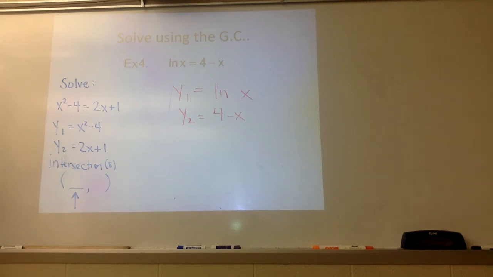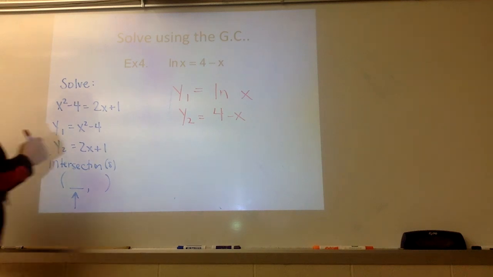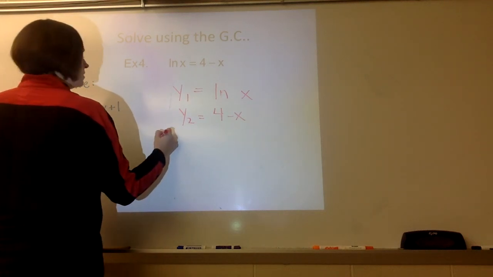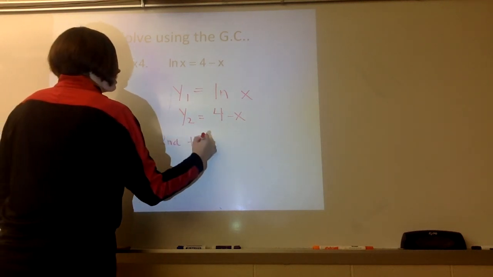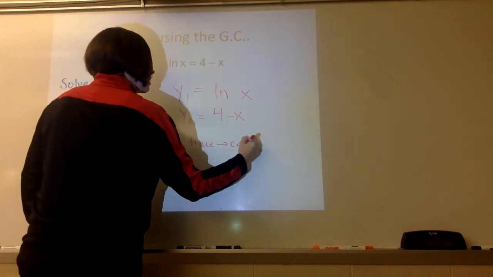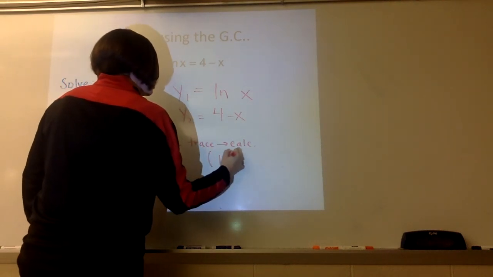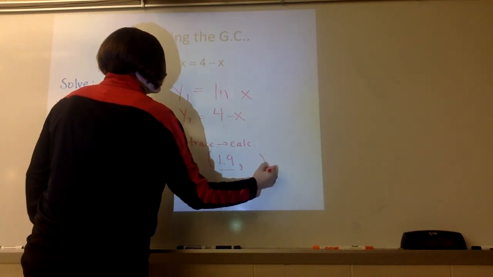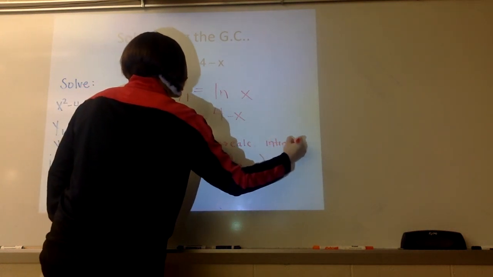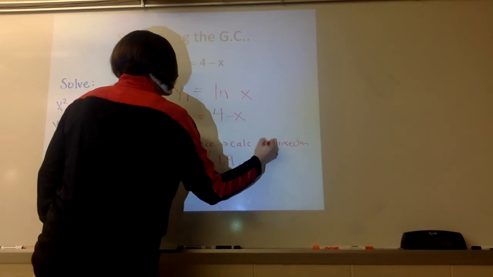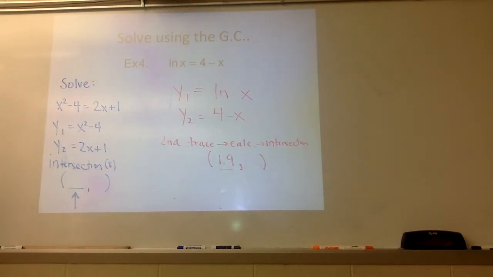How many intersections do you see in the graph? 1 or 2? 1. Find out what it is. We go to second trace, calculate. 1.9. No? What do we get? 2.9.